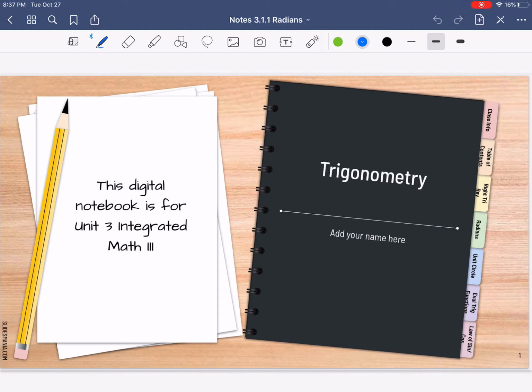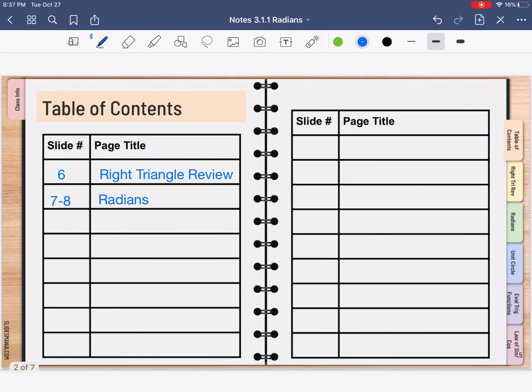Hey guys, this is our first set of notes from our new workbook, so you need to make sure you have your Unit 3 workbook. And it goes into our new digital notebook. Make sure you put your name on it. And your table of contents you can fill in, page or slide 7 and 8, Radians.